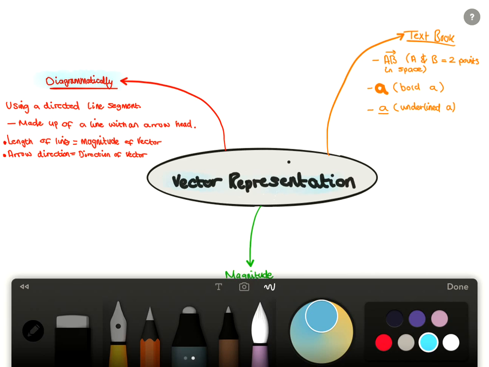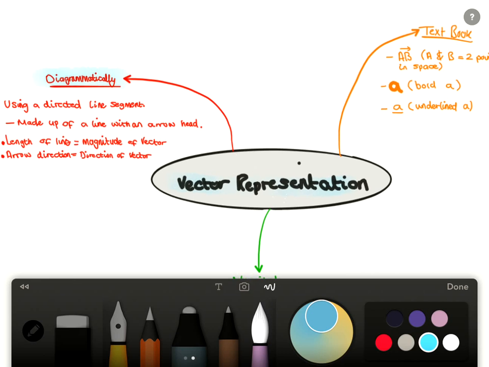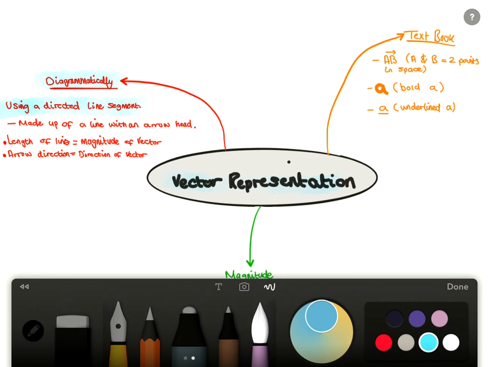Starting with diagrammatically, we should know now that we do this using a directed line segment. So what is a directed line segment? Well, it's made up of a line with an arrowhead. The length of the line symbolizes the magnitude of the vector, and the arrow direction symbolizes the direction of the vector. Fairly straightforward.